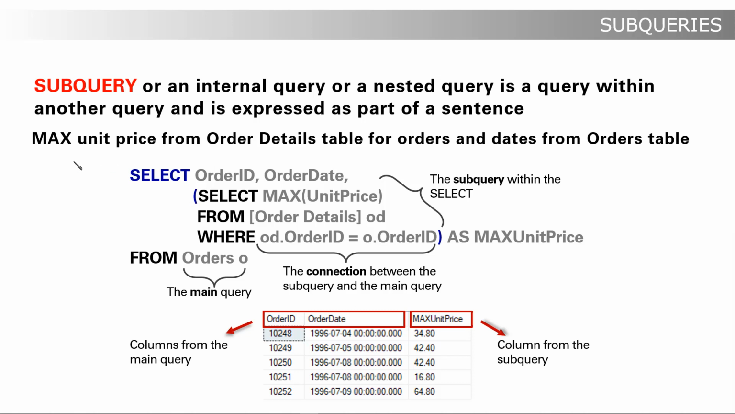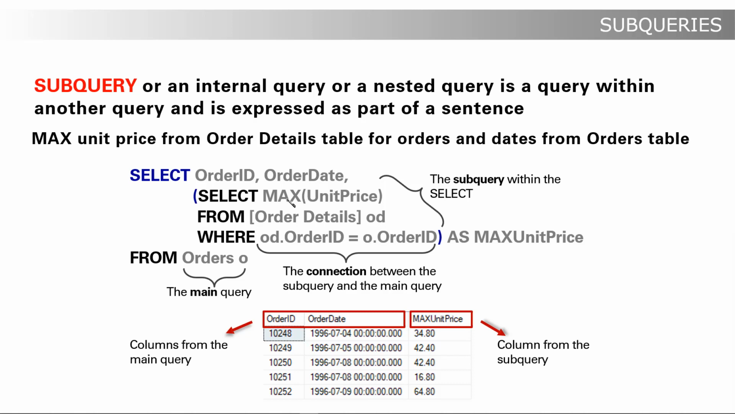For this example, we want the max unit price from order details. So we can see we have here in the select the order ID, order date, but within the select, before the from, we created another subquery. This subquery looks like a query. It's a query in a query. So select, we want the max unit price from the order details.